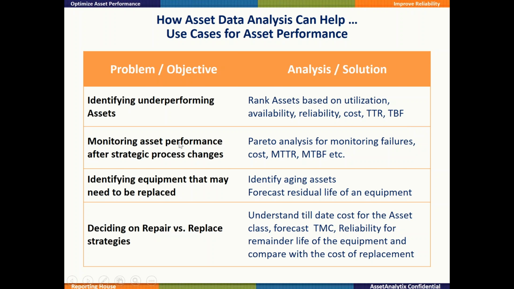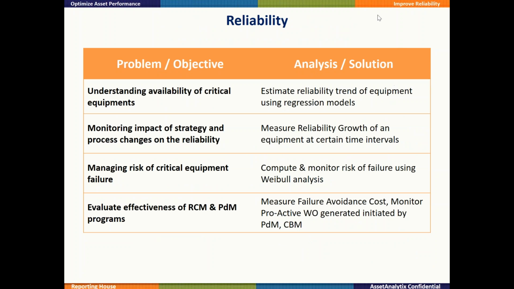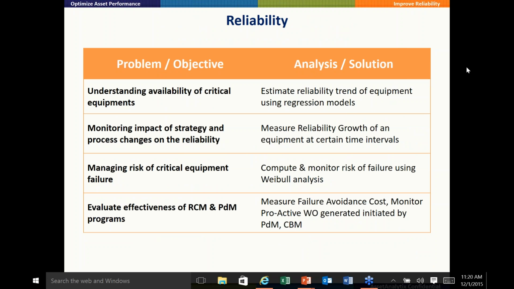Another example of this is looking at it from a reliability standpoint. How do we understand the availability of critical equipment? So we want to look at the data from an estimate trend of equipment using some type of model or metric, monitoring the impact of strategy and process change for reliability, managing the risk. We're evaluating the effectiveness of our reliability centered maintenance program or predictive program.